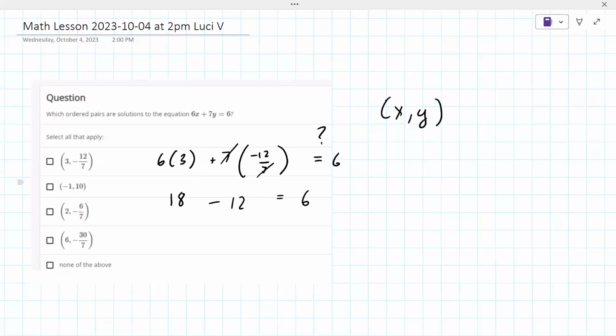You have $18, you buy something for $12. Sometimes money is a great way to look at this. So the first one is absolutely correct. Okay. So now let's do the second one here.